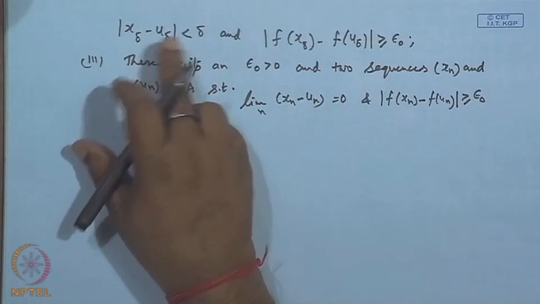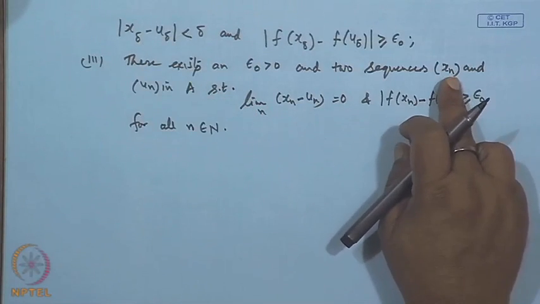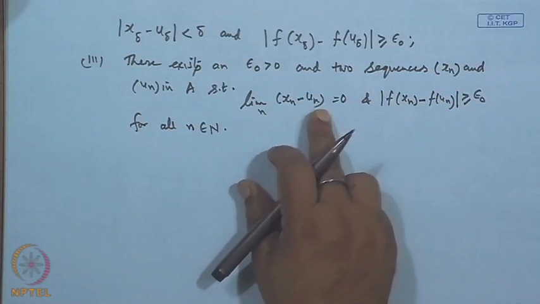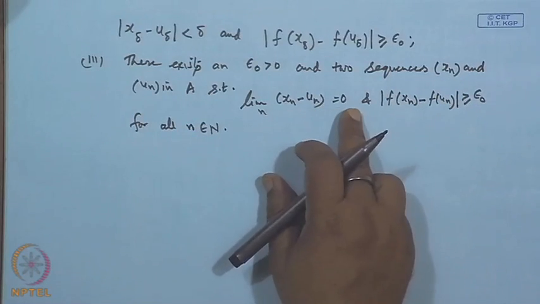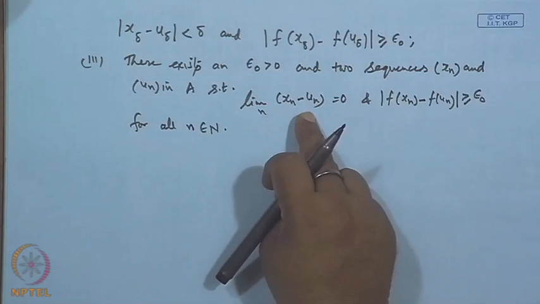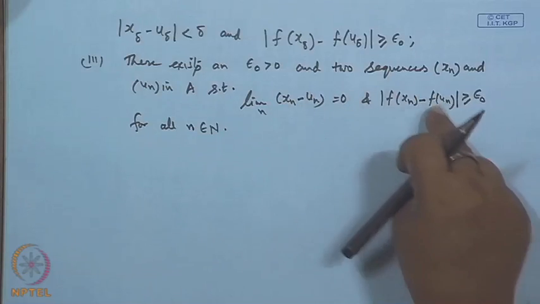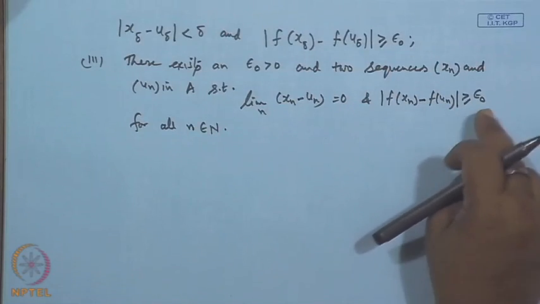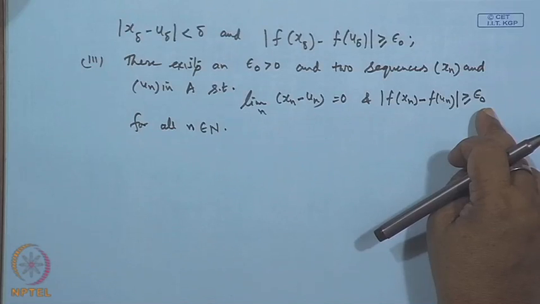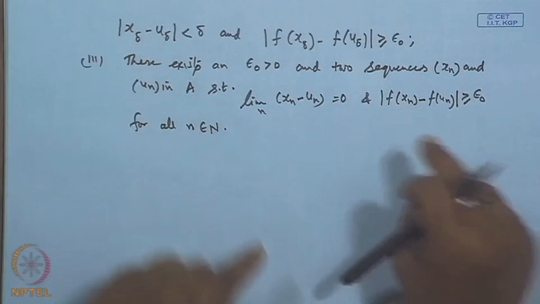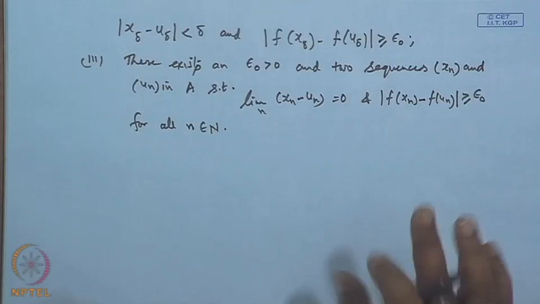Similarly, this is Heine's definition. Instead of choosing two arbitrary points, if we pick two sequences x_n and u_n whose difference is tending to 0, meaning x_n and u_n are very close to each other as n is sufficiently large, but the corresponding images are not close, the difference being greater than or equal to some positive number epsilon naught, then we say the function f is not uniformly continuous. Okay? We got this.